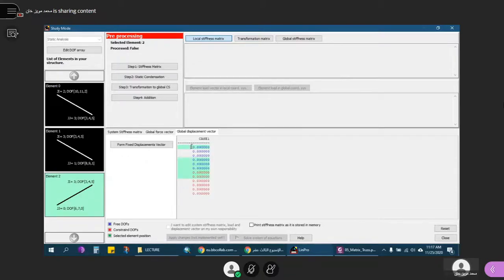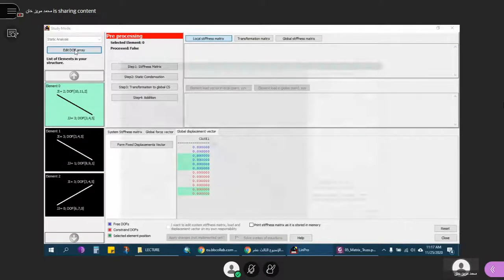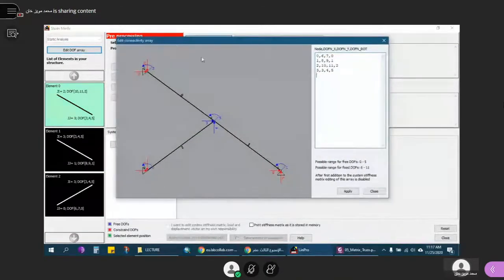So that means it starts with degree of freedom 0, 1, 2, 3, 4, 5, 6, and so on and so forth. Now if you click on this edit degree of freedom array, you will get the degrees of freedom assumed by LinPro. As you can see over here, for the free degrees of freedom it has taken the range 0 to 5, and for the fixed degrees of freedom 6 to 11. That means the known degrees of freedom will always be 6 to 11, and the free degrees of freedom 0 to 5. You don't need to change anything over here, but you should always remember the requirements.